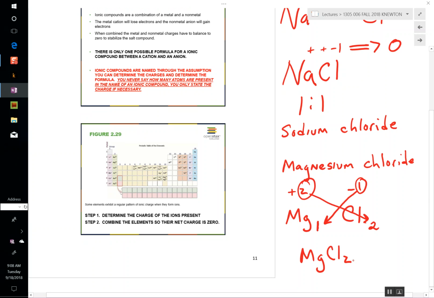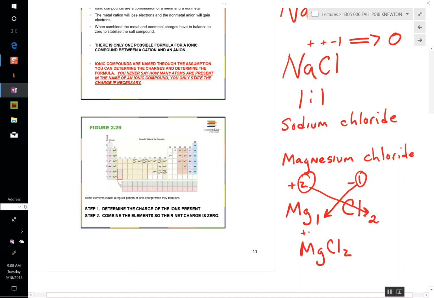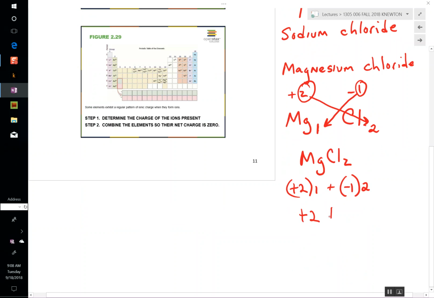MgCl2. And now we have a +2 ion, but we only have one of them, times 1. Plus we have a -1 ion, but we got 2 of them. So this is +2 plus -2 is neutral. You follow me? So the formula for magnesium chloride is MgCl2.